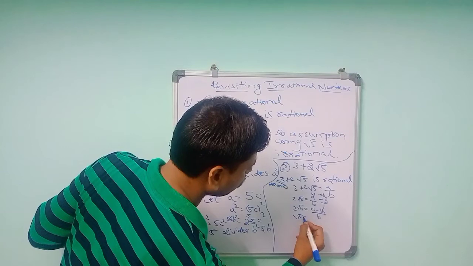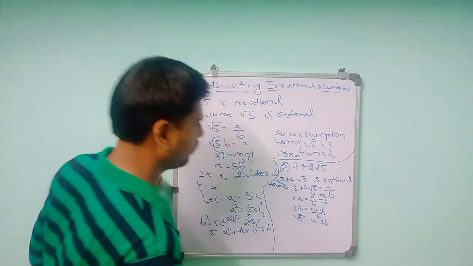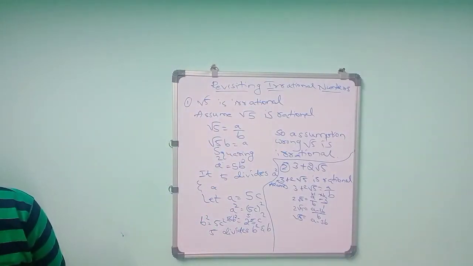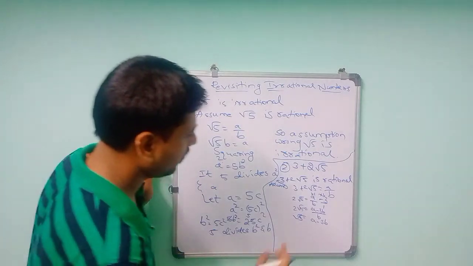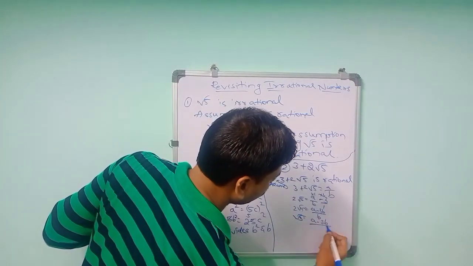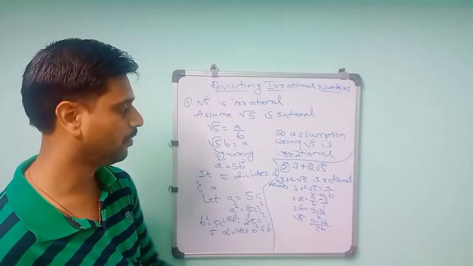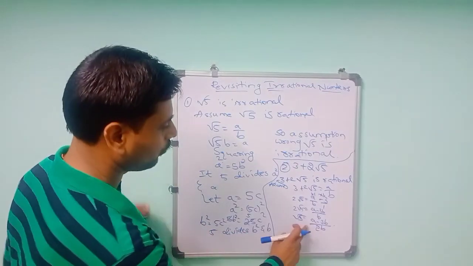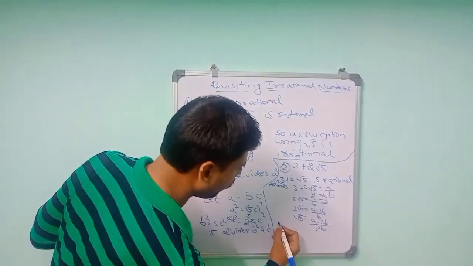Then root 5 is equal to a minus 3b, this 2 is there, it will go down. So a minus 3b divided by 2b. So if you put any values for these integers a and b, if you take prime factors only 5 and 3, the value will become a rational number. So it is showing that root 5 is a rational number.